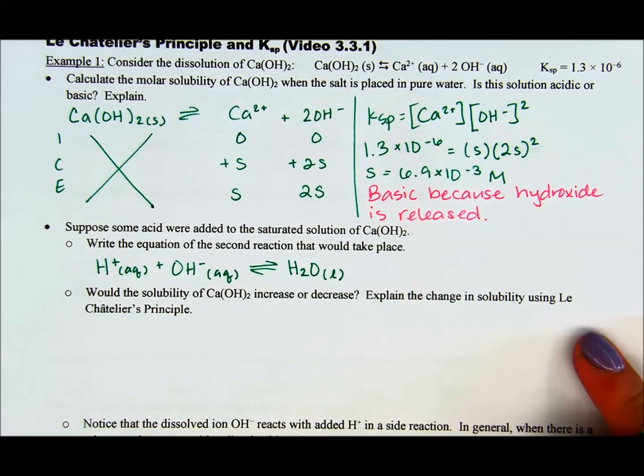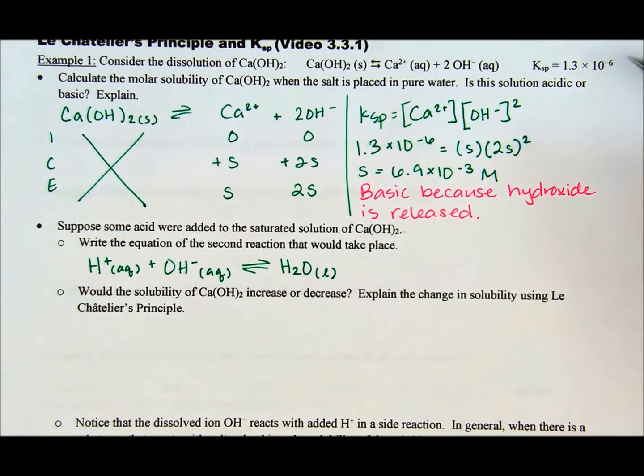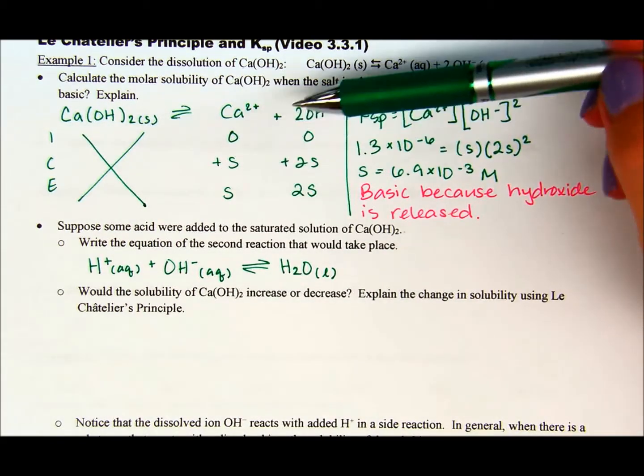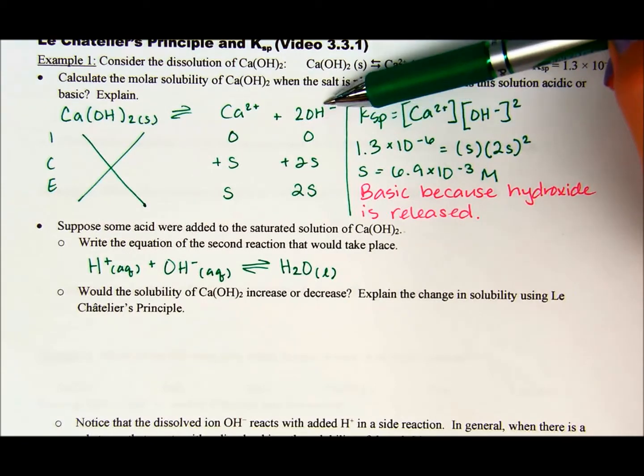Would the solubility of calcium hydroxide increase or decrease? Explain the change in solubility using Le Chatelier's principle. Well, what's going to happen here is when you add an acid, this OH minus, this hydroxide, is going to get taken away from solution.